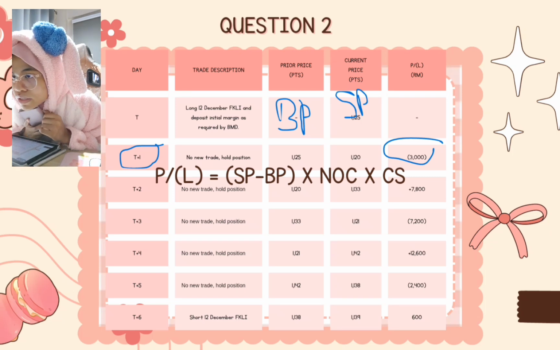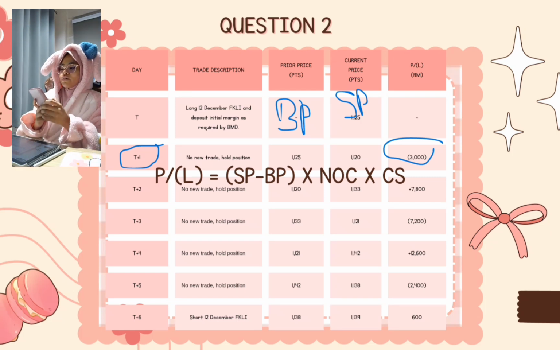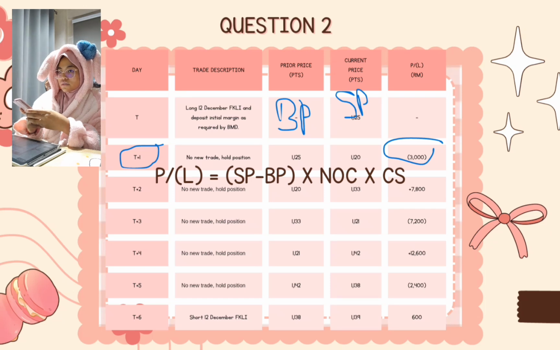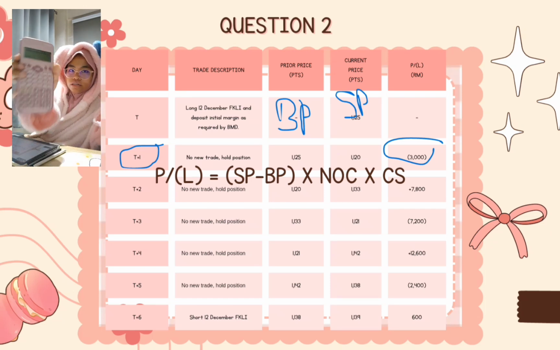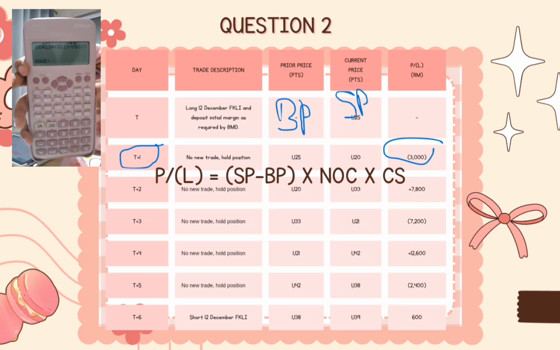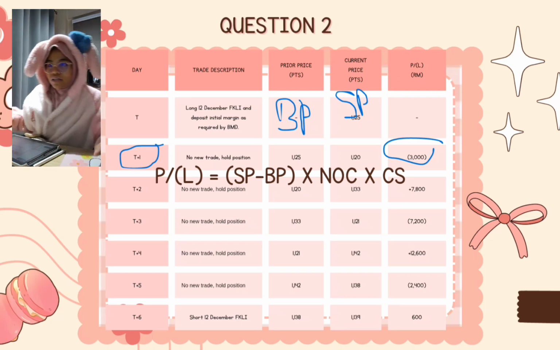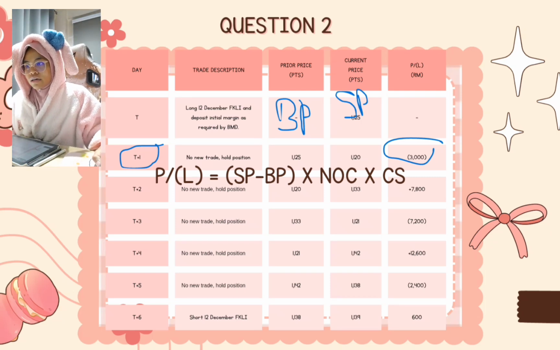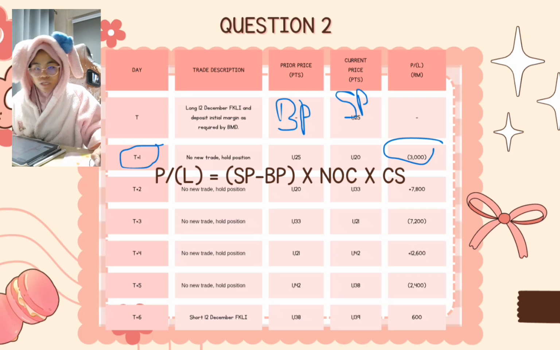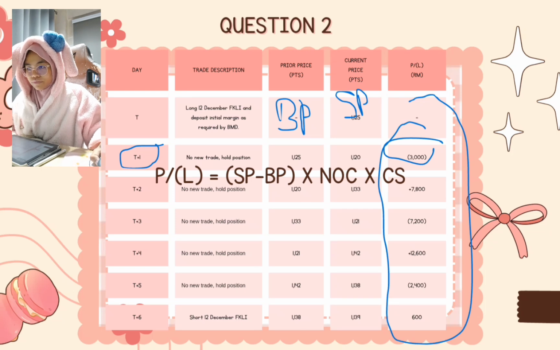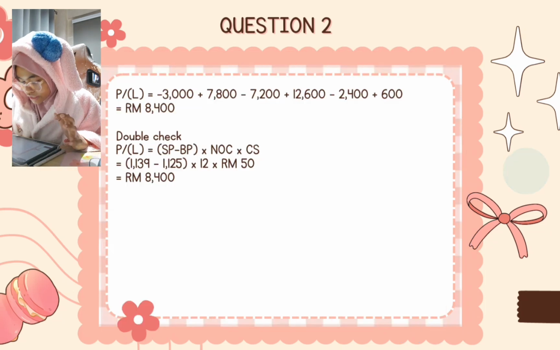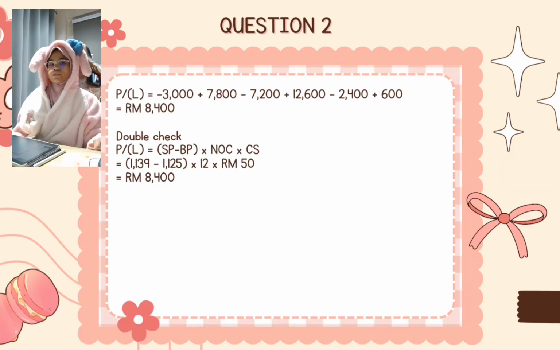Oh, I'm so sorry. That was 100 times 12 times 20, 50. Okay, we get the answer of 3000. This is the loss. So to get the total profit or loss, just add everything in the profit or loss column. Therefore, you will get the answer of 8,400 ringgit.